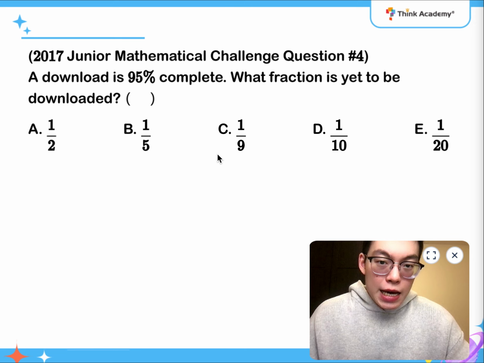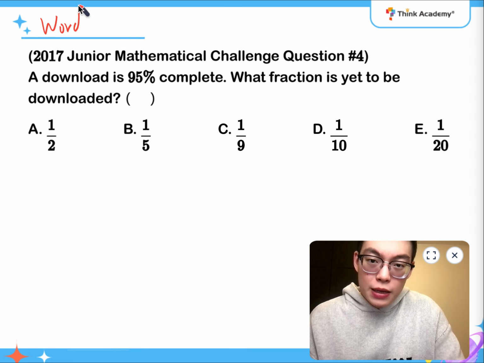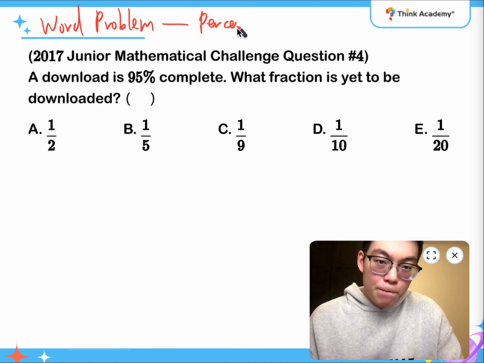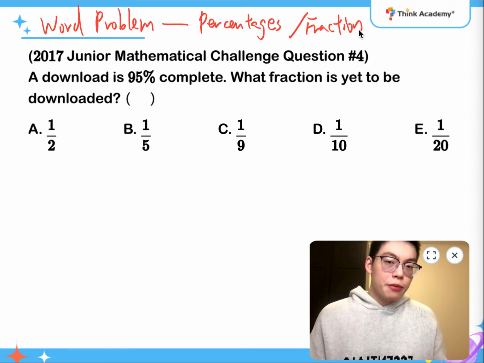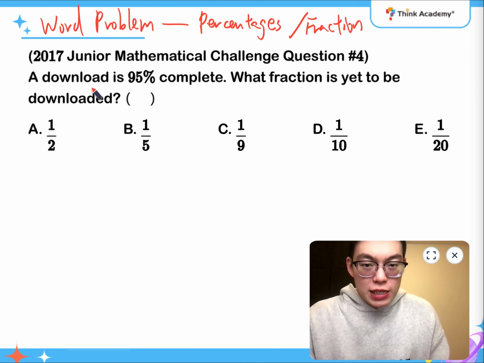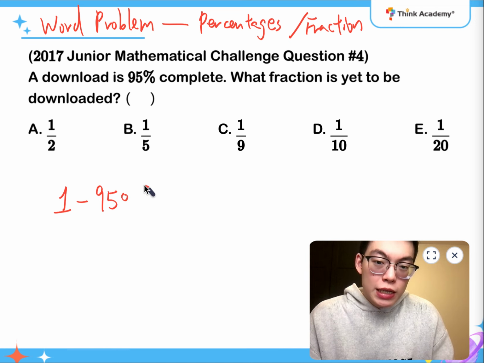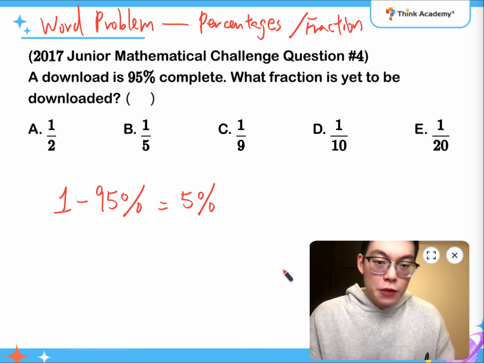Okay. And then question 4, it is another word problem, and it's about the percentages or fractions, all right, or the conversion between them. It says that a download is 95% complete, which means that the incomplete rate is 1, which is 1 whole, take away 95%, and that gives us 5%.